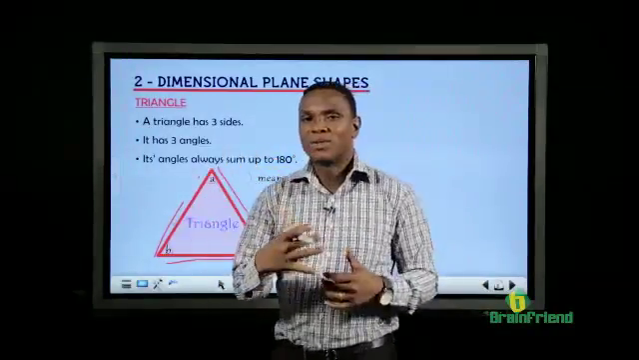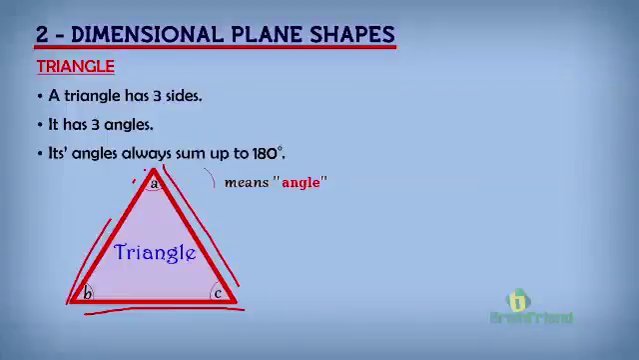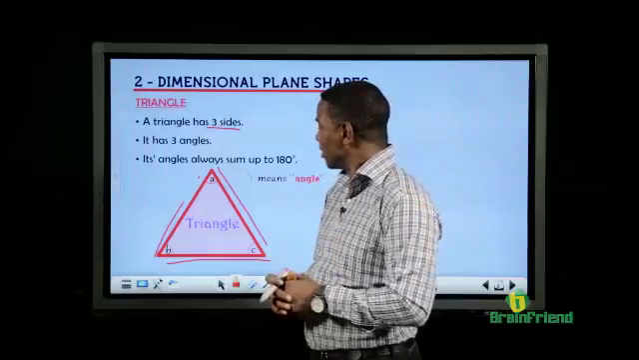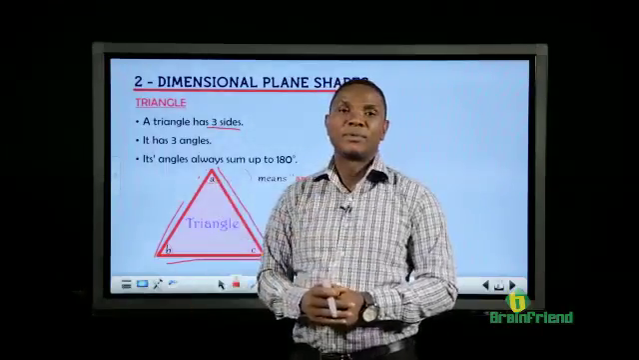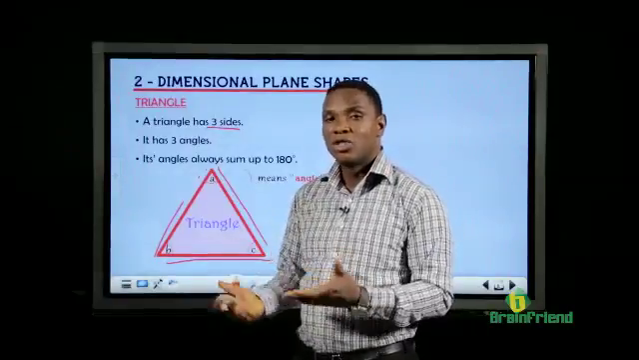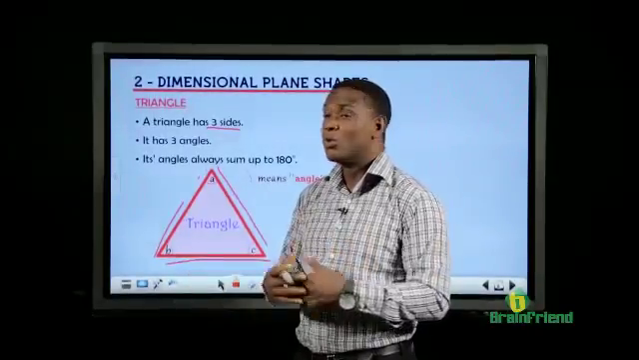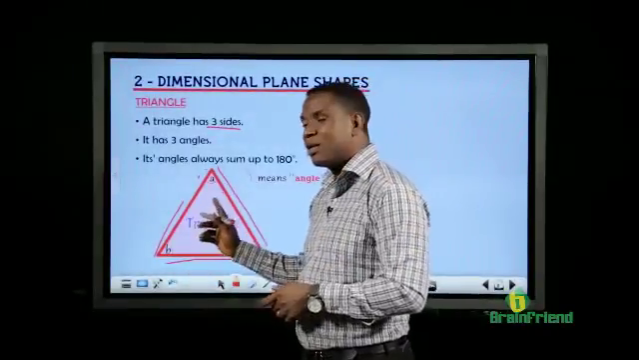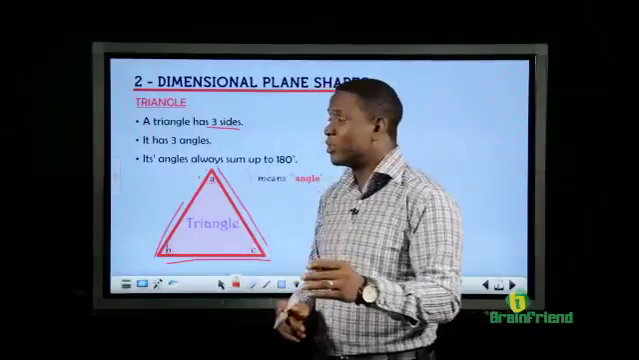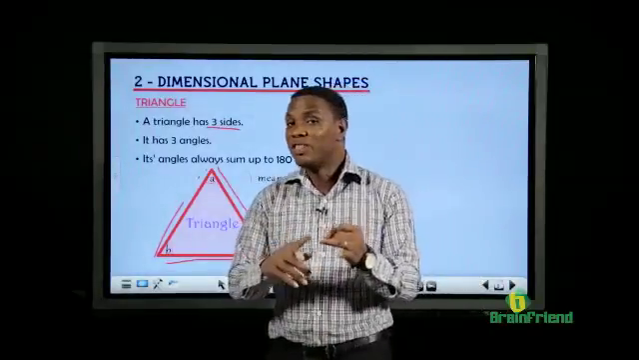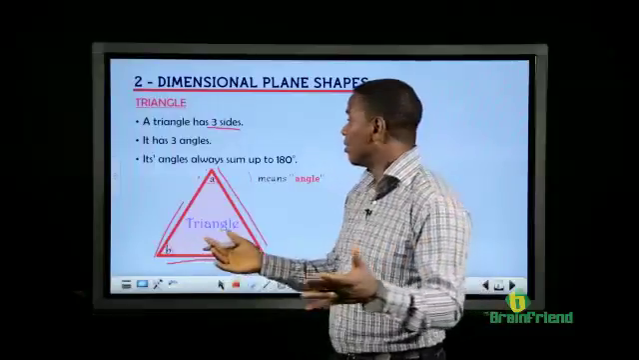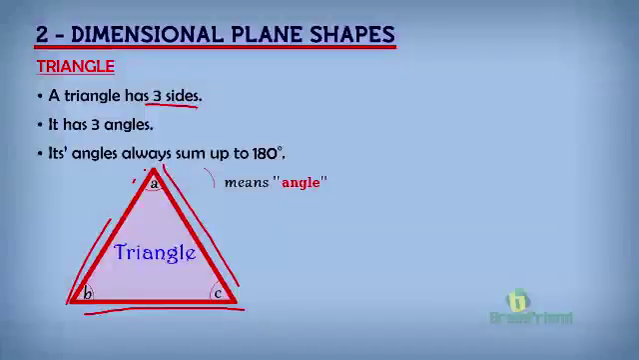A triangle has some certain properties. Number 1, it has 3 sides. It's unique because it's the only shape that has 3 sides. Other shapes have more sides, maybe 4, 5, 6. As we go on, we'll learn about some of these shapes. But a triangle has 3 sides. So it's different from a square. It's also different from a rectangle that we've learned about. It has 3 sides. And like the name tells us, tri, an angle, 3 angles.